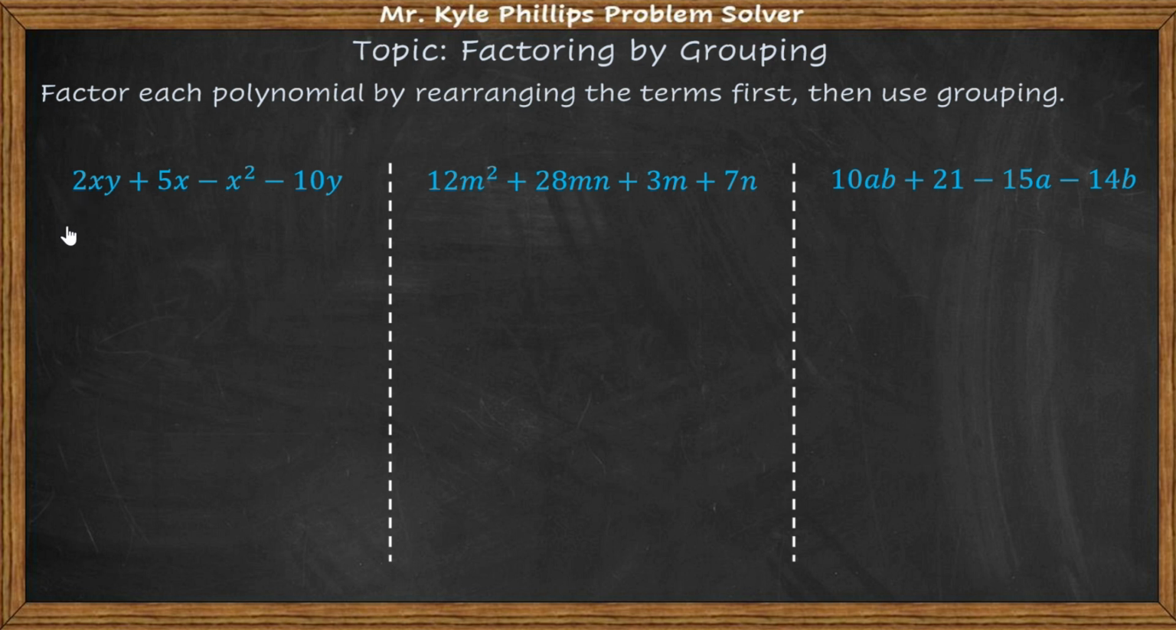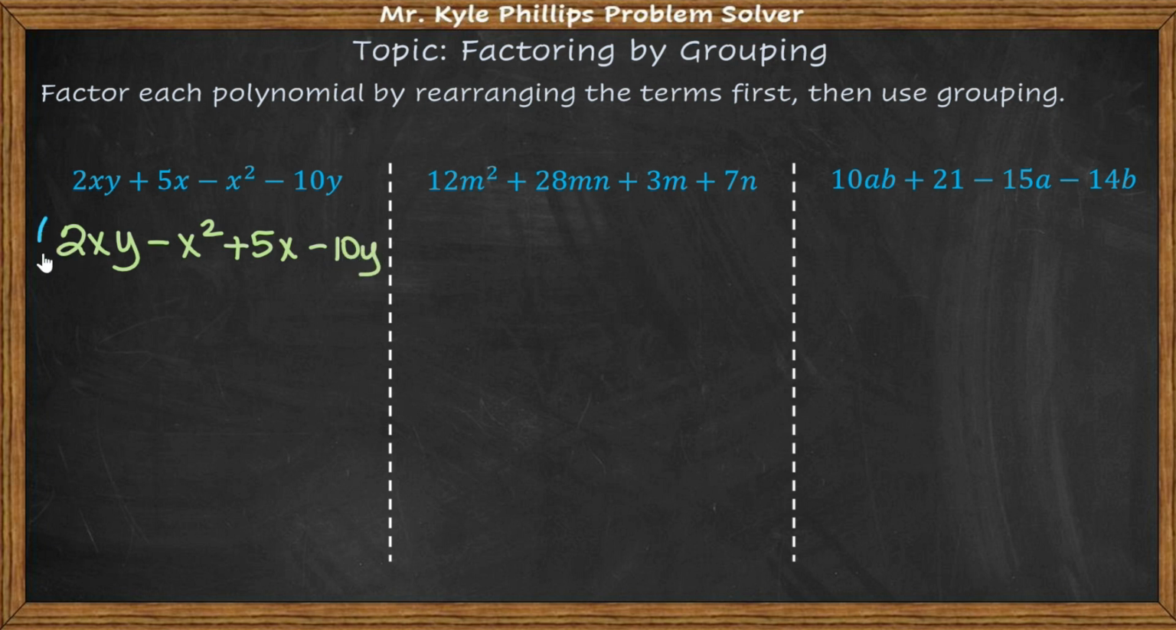So let's think. What if I rearranged it so that I had 2xy and the x squared together? That way I could factor out an x from each of these. And the reason I say that is because if I put the 5 with the 10 and factored out a 5, that would create another 2. So here, let's say if I said plus 5x minus 10y.